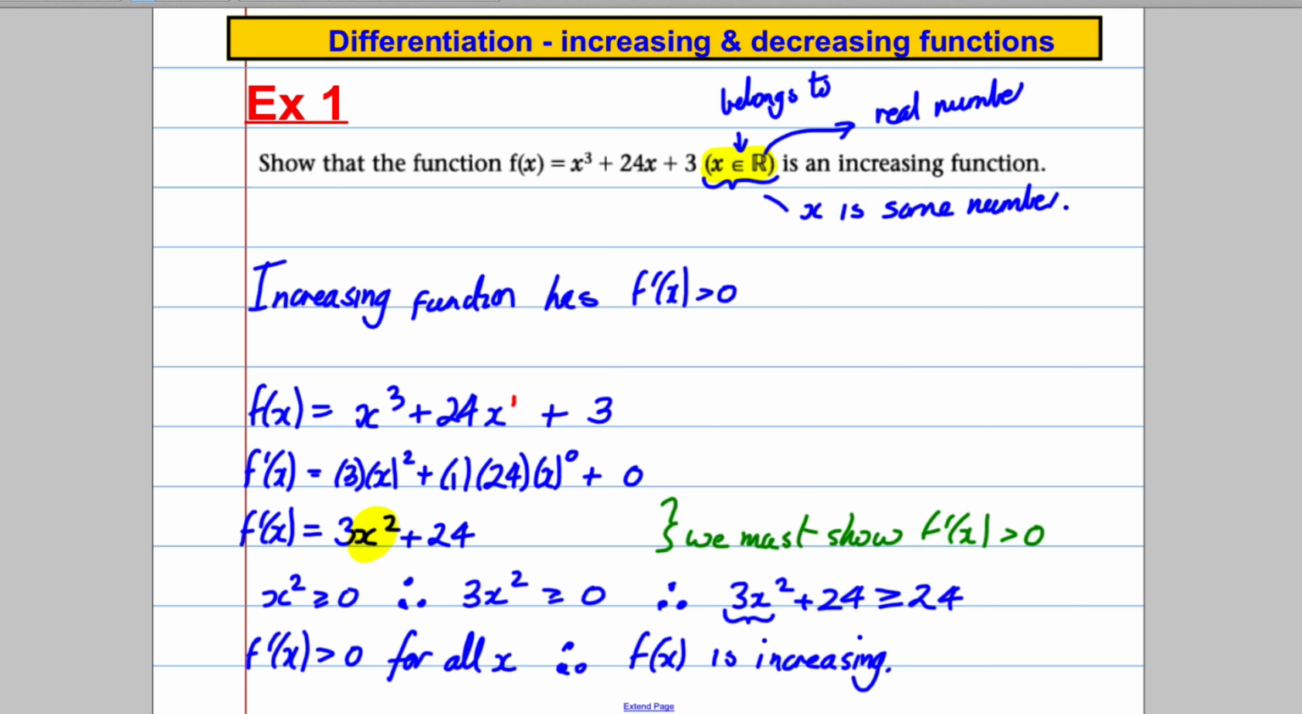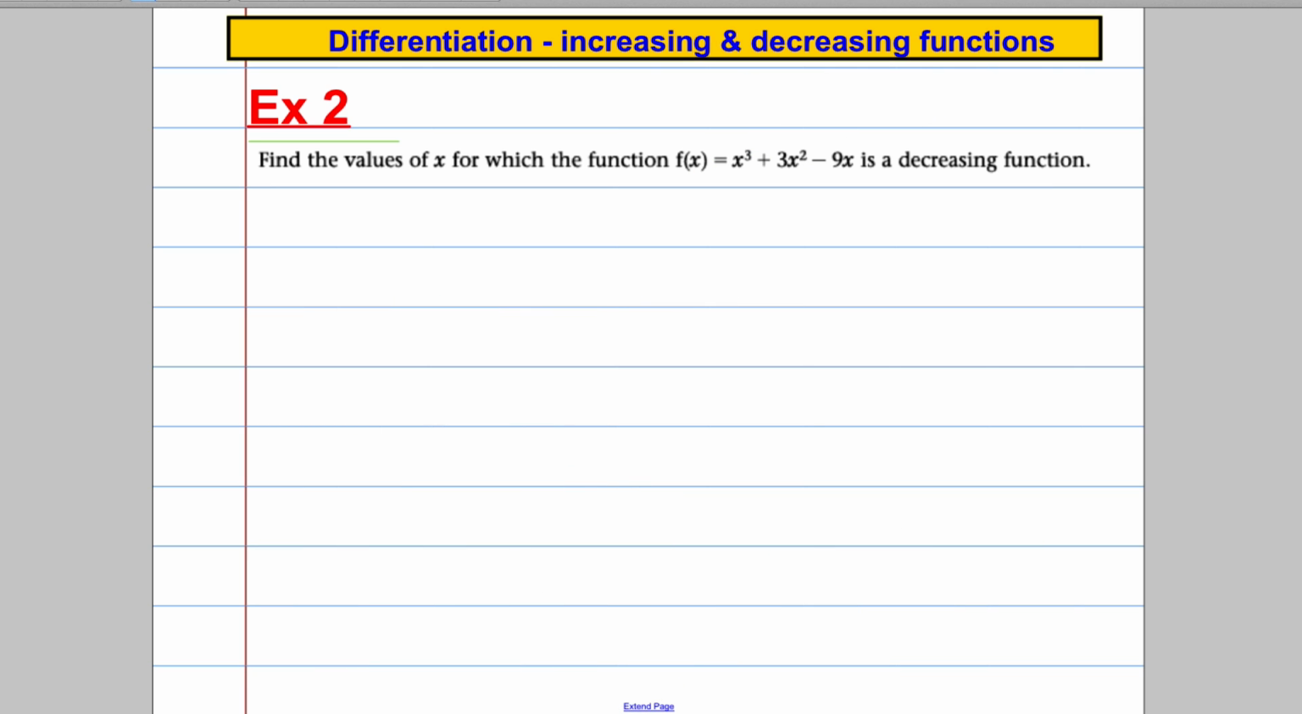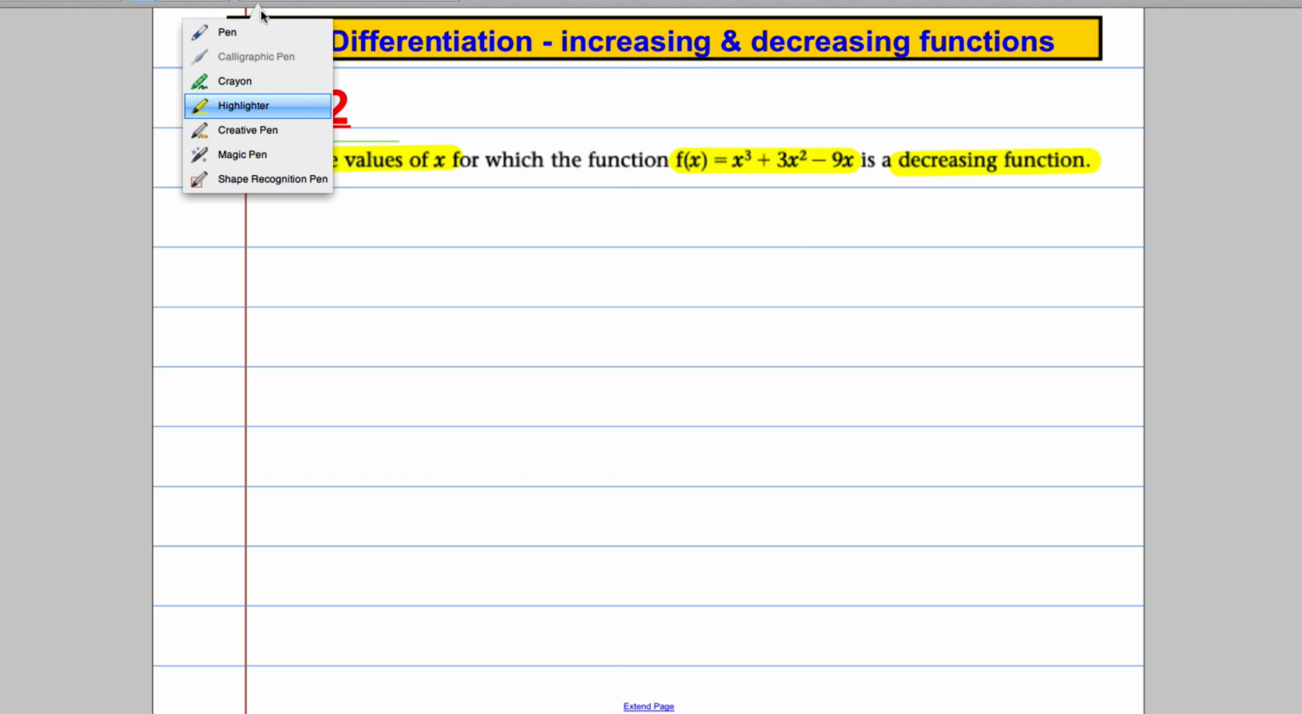Okay, let's have a go at example 2. Example 2. Find the values of x for which f of x is x cubed plus 3x squared subtract 9x is decreasing. Now that tells me that it's not decreasing for all x. There's going to be some places it's an increasing function, some places the gradient function equals 0, and some places it's a decreasing function. For the sections it's decreasing, this must be true.